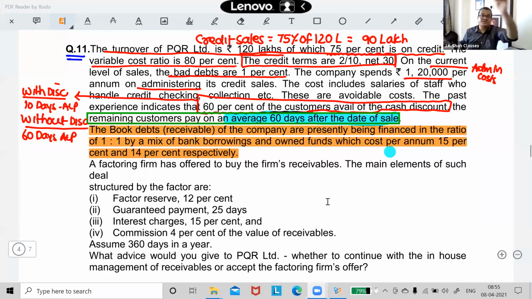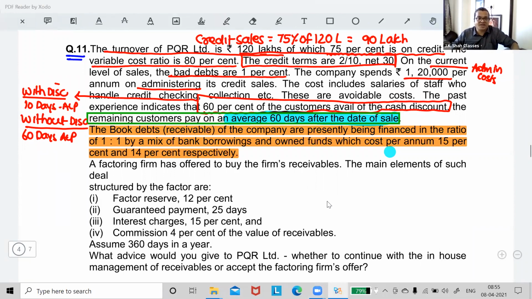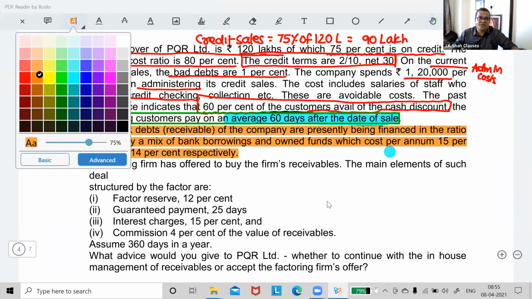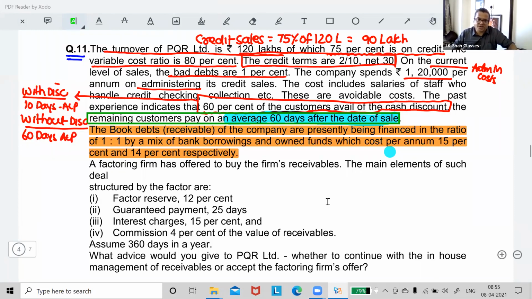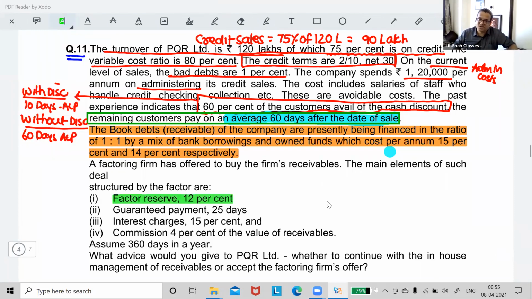So with all this mess, a factor steps in. The factor firm has offered on this from this side. A factoring firm has offered to buy the firm's receivables. The main elements are what? See, he says I have certain conditions of my own. If you can follow, then we will step into it. Yes, he says factor reserve is 12%. So I'll not give you all 100 rupees. I'll deduct 12. Okay, fine.